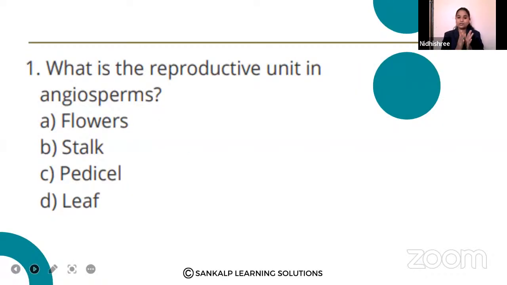The first question goes like this. What is the reproductive unit in angiosperms? Very easy question. Options are here: A, flowers, B, stalk, C, pedicel, D, leaf. I am waiting for the answers. Who is going to answer first?